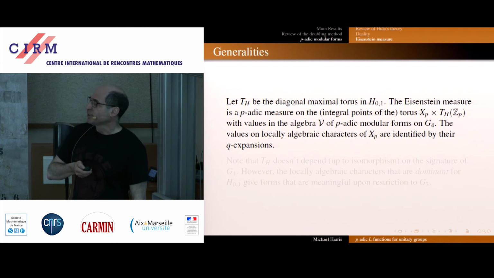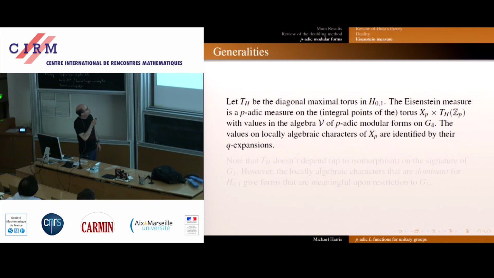The Eisenstein measure is a measure on this torus T, with its character chi, which allows you to incorporate the weights. If you take a p-adic integral of any character of this, you get a p-adic modular form on G4. Now, we are interested in knowing what happens when we take the p-adic integral of a locally algebraic character.